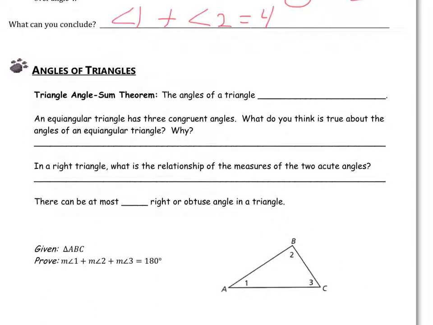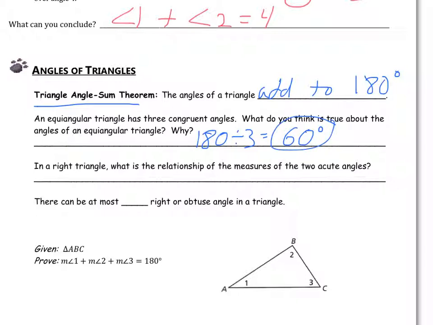But when we add up the angles of a triangle and they add up to 180 degrees, this is called the triangle angle sum theorem. The angles of a triangle add to 180 degrees. An equiangular triangle has three congruent angles. All the angles are equal, and again, they still must add up to 180. So in order to figure out what they are, we take 180 degrees, divide it by 3, which will give us our angle measure for each angle, which is 60. And that is the reason why. 180 divided by 3 equals 60.